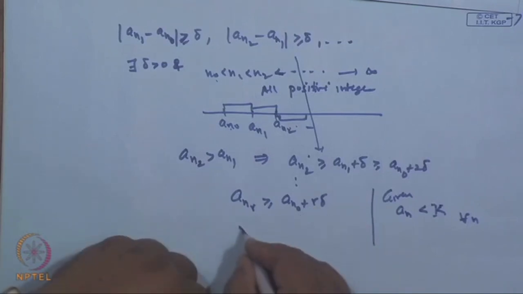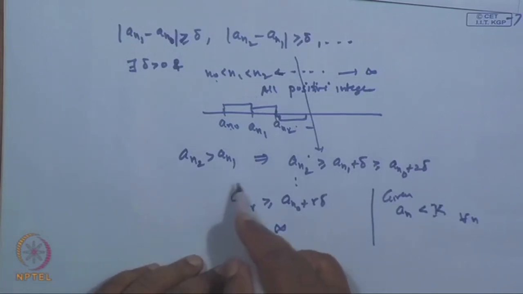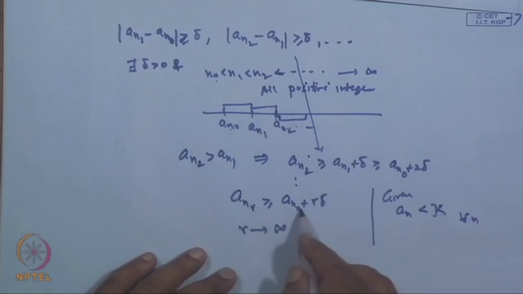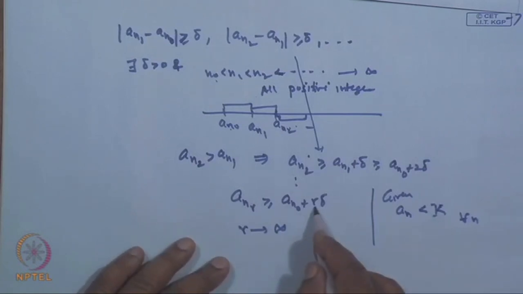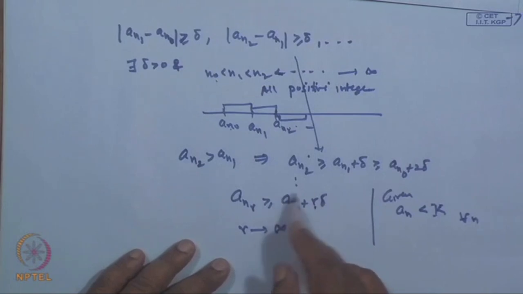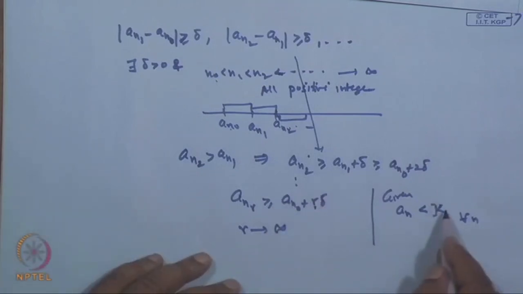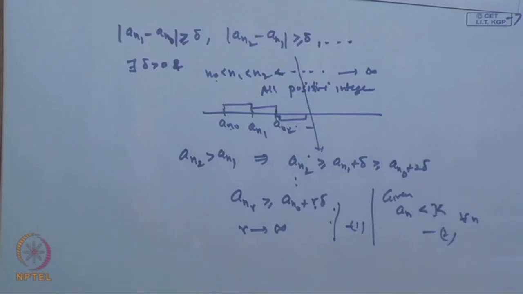Now, if I choose r tending to infinity, then this a n_0 can exceed any value whatever. Suppose I take k, then a n_r will definitely exceed k, because the term r is going to infinity. So this value can be as large as we can imagine. So this will be all violated. So condition 1 and condition 2 are contradictory.